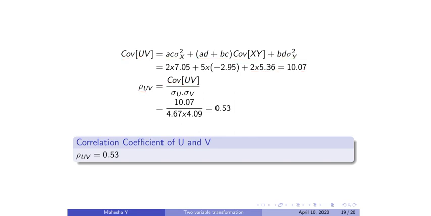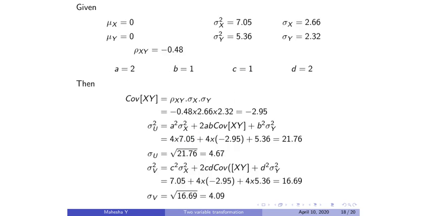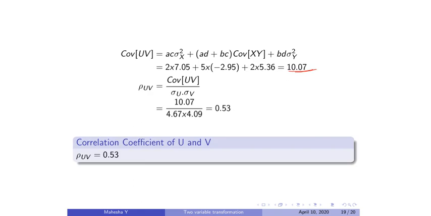Now rho uv is covariance of uv divided by sigma u into sigma v. So covariance of uv is 10.07, and sigma u and sigma v are calculated as 4.67 and 4.09. When those values are substituted here, you will get 0.53. So rho uv is equal to 0.53.